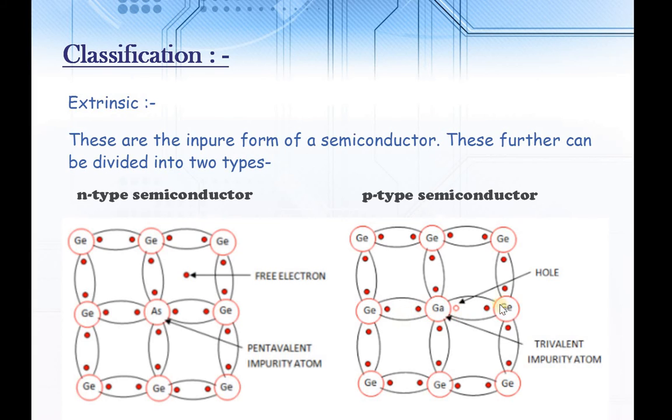As a result, the electrons from the surrounding atoms will try to fill up this vacancy. As a result electron flow will start and conduction occurs. And in this case the majority carriers are holes and the minority carriers are electrons. But one thing we have to remember is that both N-type and P-type semiconductors are electrically neutral.